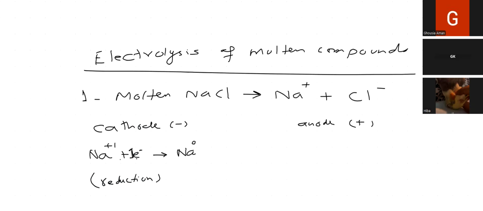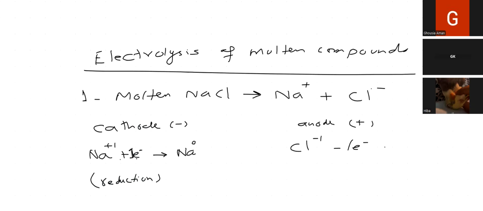Yes. Now, what will happen at the anode? All the anions will move to the anode. So see, chloride has a -1 charge. What does it mean? It has already gained one electron, so it has one electron more than protons. So it will lose one electron by touching the anode and will convert into a chlorine atom.